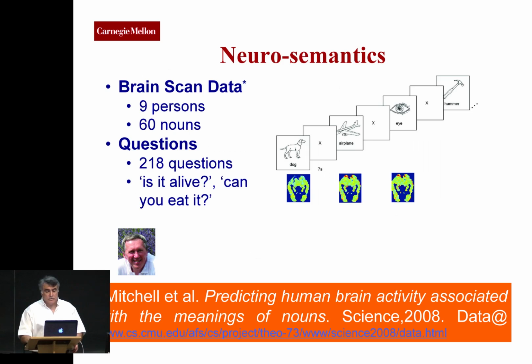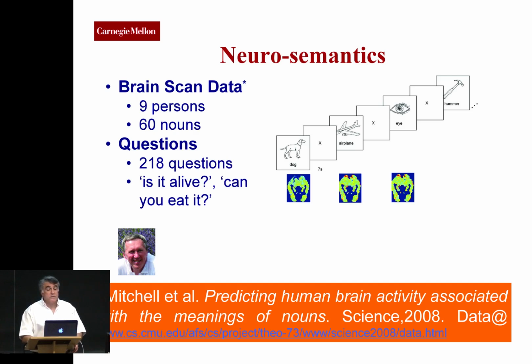This is getting a little bit detailed, but the idea is that we had data from objects. So here are photographs of objects, a dog, a blank photograph to avoid fixation, right? And then an airplane, and then clear the mind, and then a photograph of an eye and a hammer. This is the brain scan of the person. We see a lot of activity in some parts.